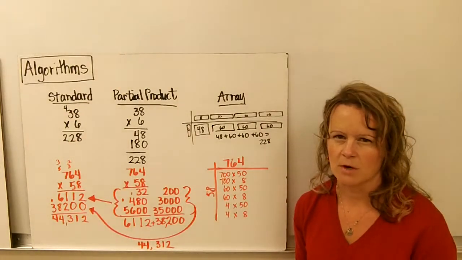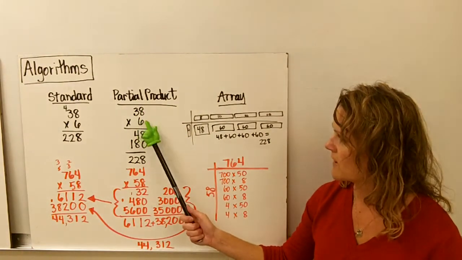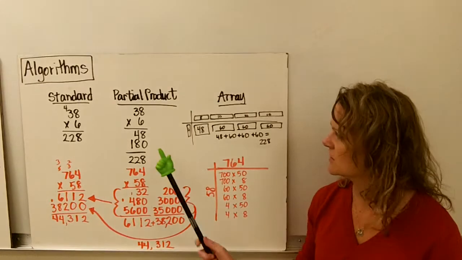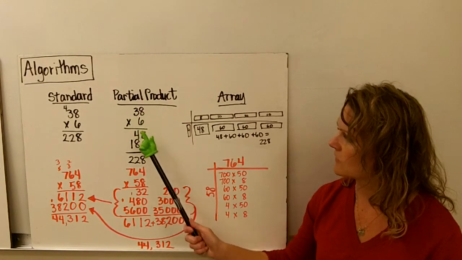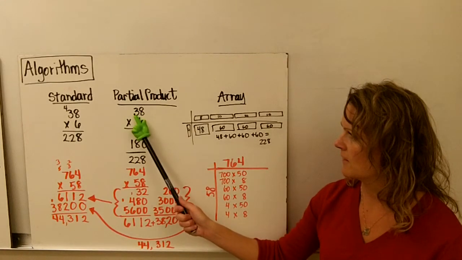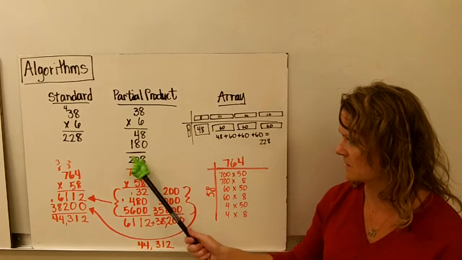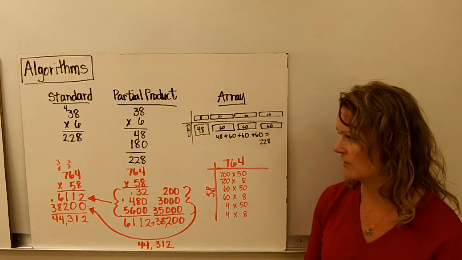So we're going to talk about why that works by looking at the partial product algorithm. When we multiply 38 times 6 in the partial product fashion, we're going to take 8 times 6, or multiply our units place first, and we get 48. And then multiply our 30, which is what we have here in the tens place, times our 6, and we get 180. And then we get 228.